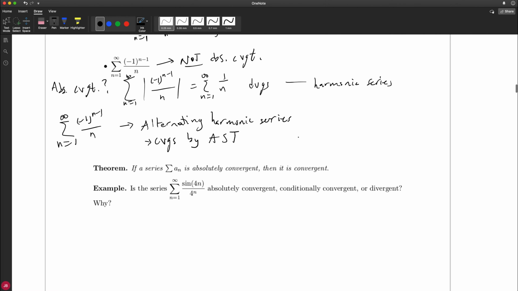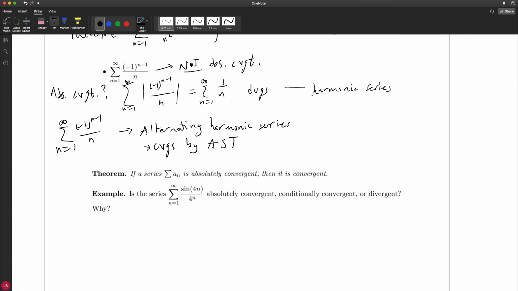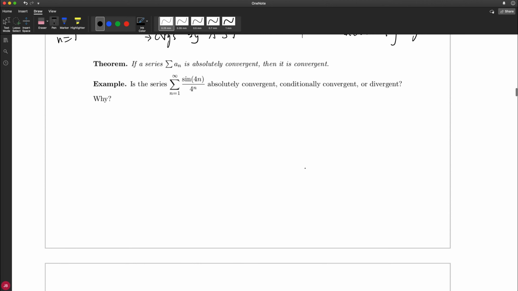And so we say, therefore, that the sum n equals 1 to infinity of minus 1 to the n minus 1 all over n is conditionally convergent, or converges conditionally, if you want to say it that way. Either way is fine. All right. So let's come to this final example on page 66 here.